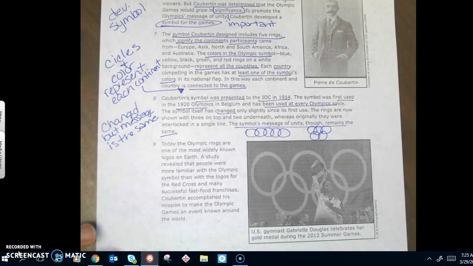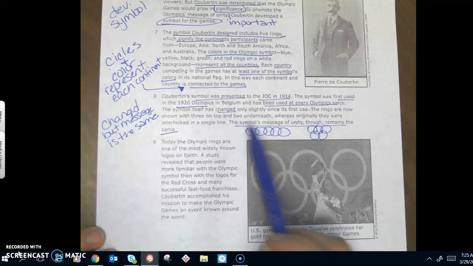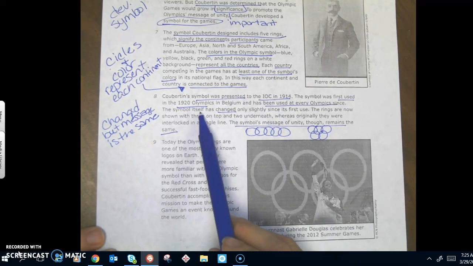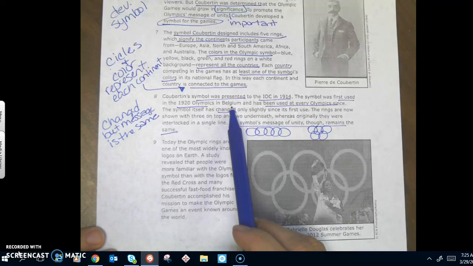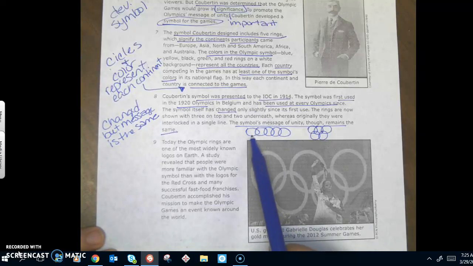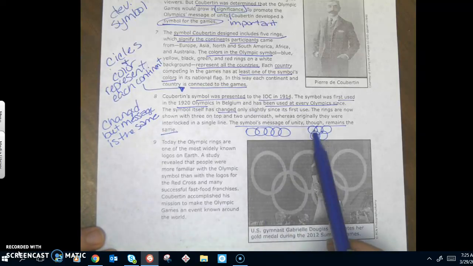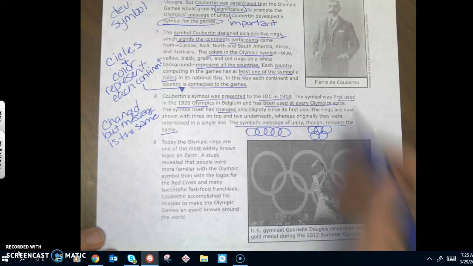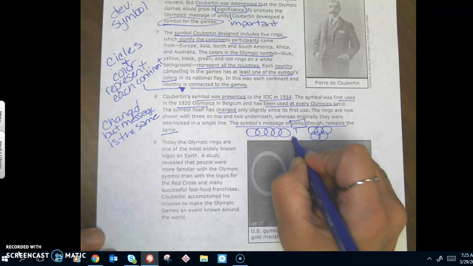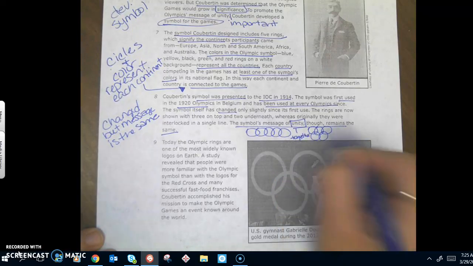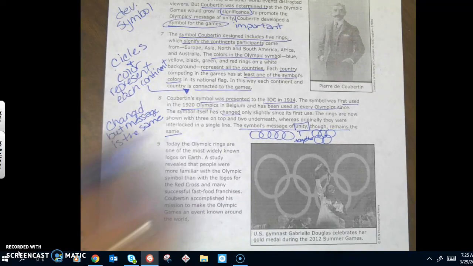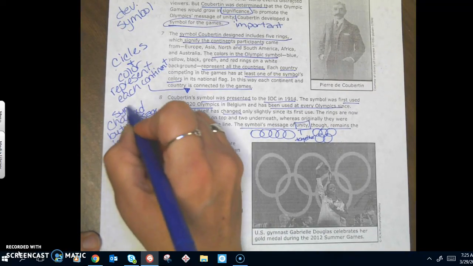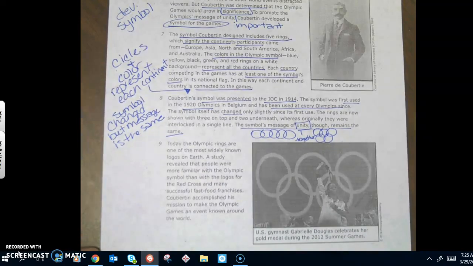Go ahead and stop. So in this paragraph, it's important to see that he presented it in 1914, and then the first time it was used is in Belgium, and it's been used ever since. The symbol's been changed a little bit. At first, it was 5 across, but now it's 3 and 2, and they're all connected here. But the message of the symbol is still the same: unity. That means everybody together. So I put the symbol changed a little, but the message is still the same.